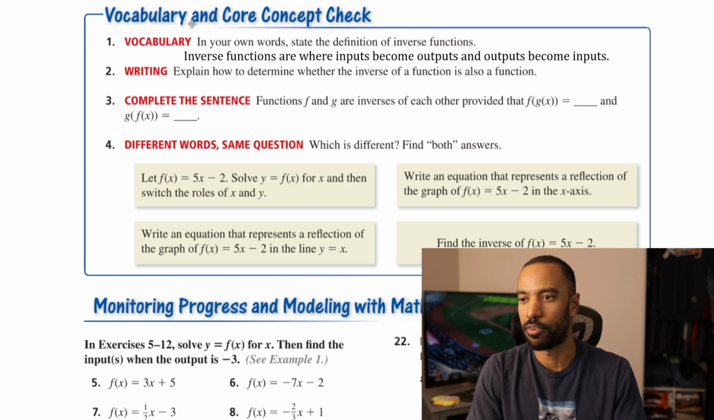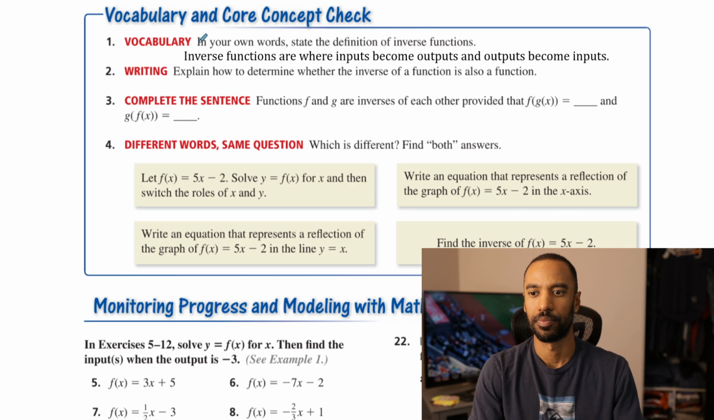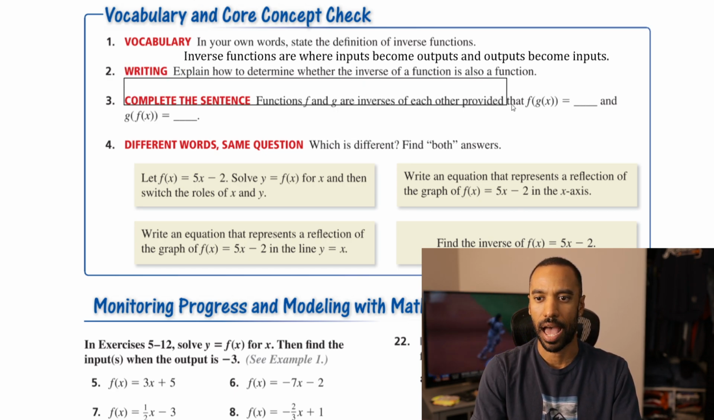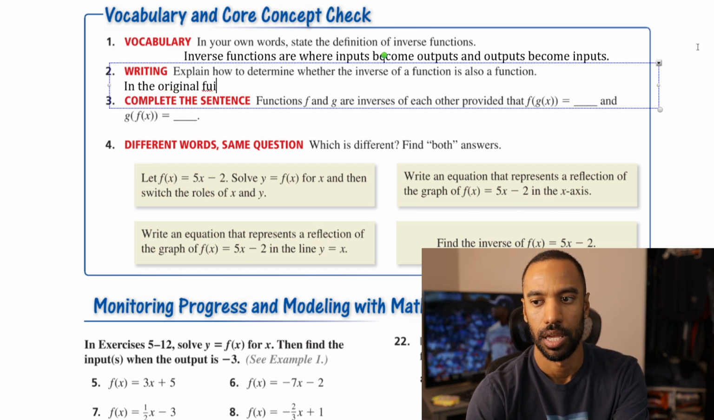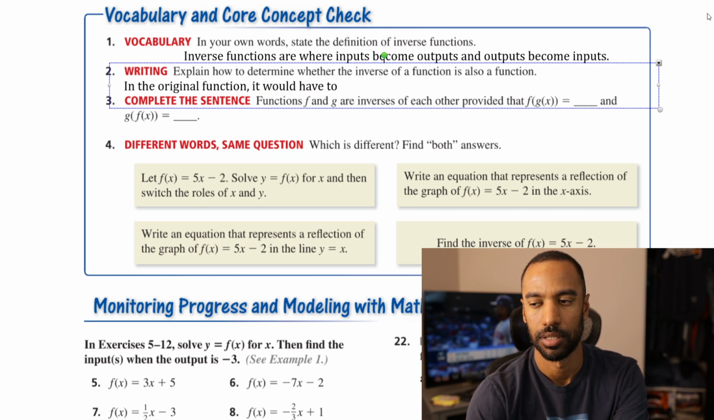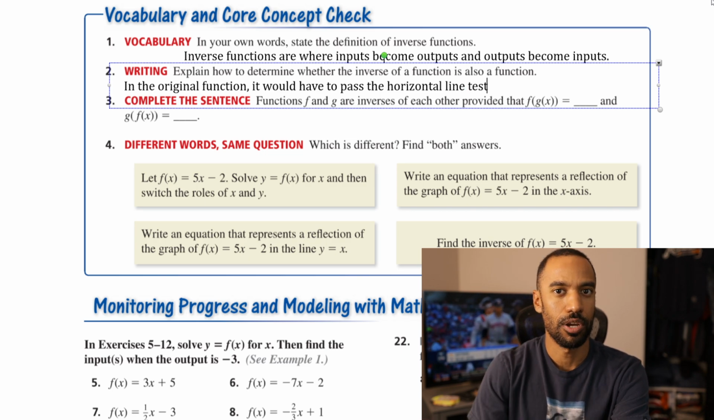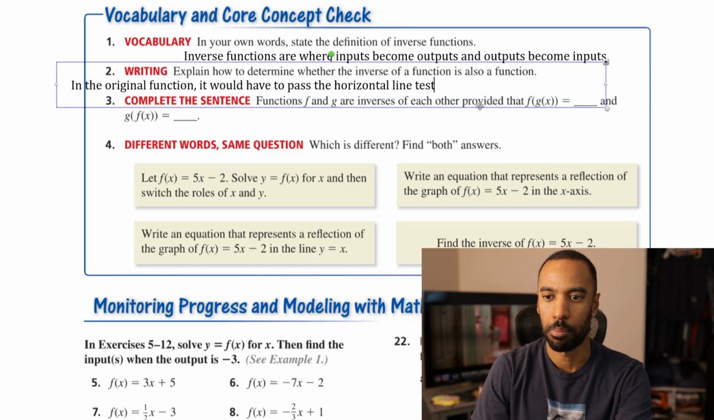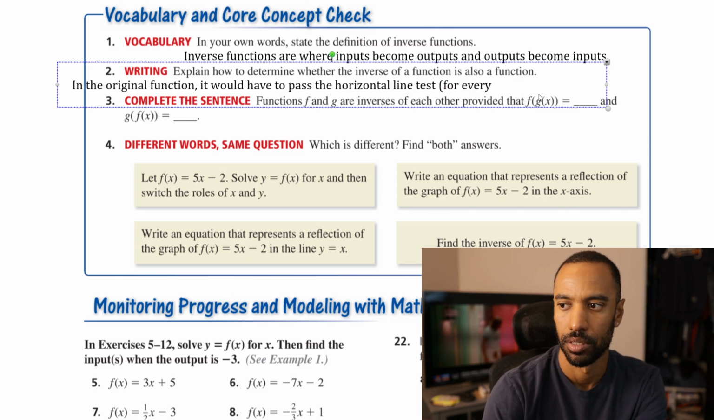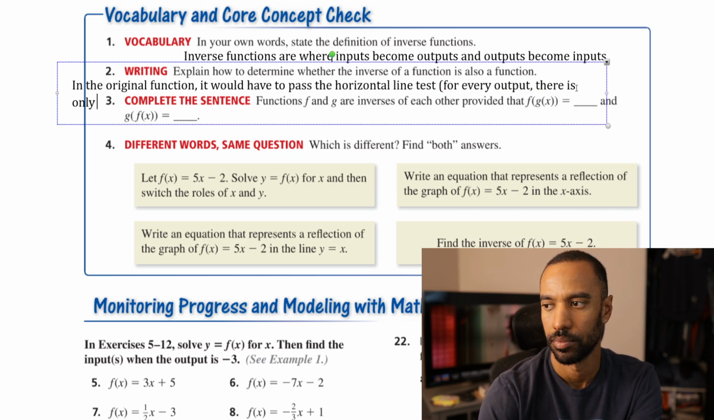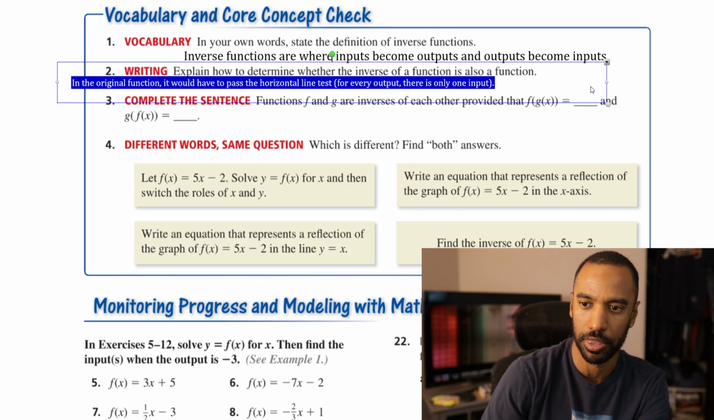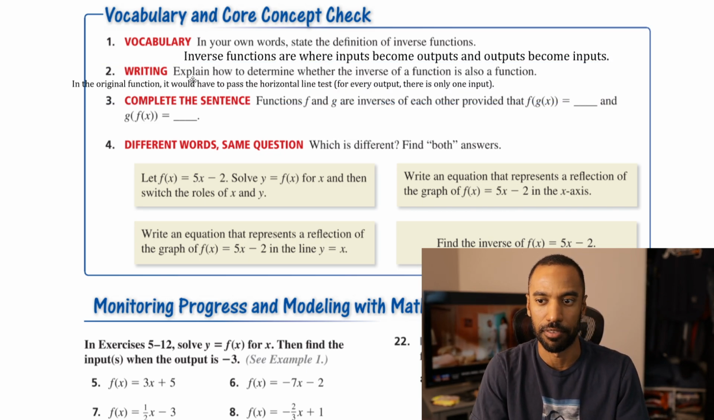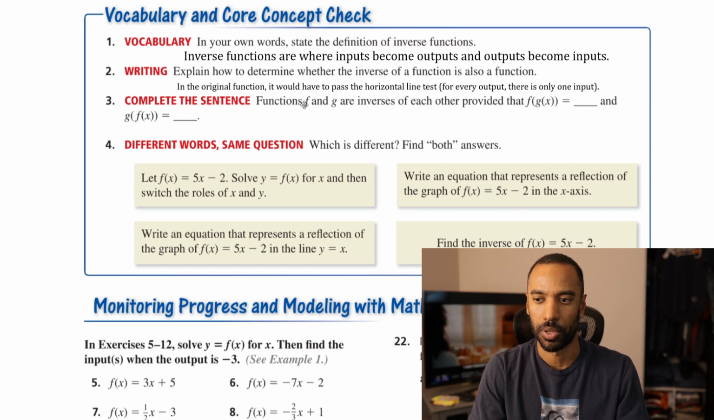Explain how to determine whether the inverse of a function is also a function. The original function would have to pass the horizontal line test. Now, the horizontal line test specifically means that for every y, there's only one x. For every output, there's only one input. The reason for this is because when you take its inverse, then suddenly for every input, there would only be one output, and that's exactly what's needed for everything to be a function. So that's what we're looking for there.